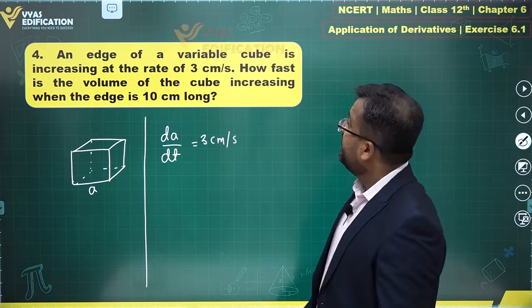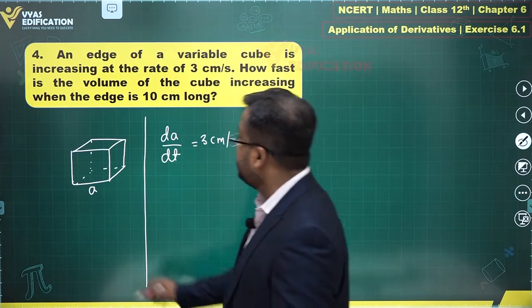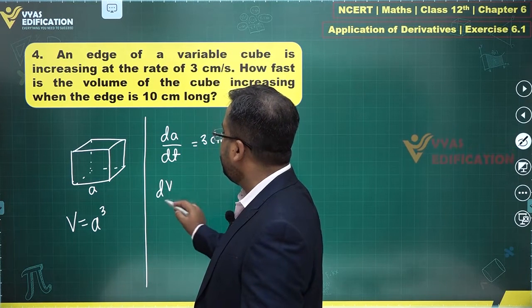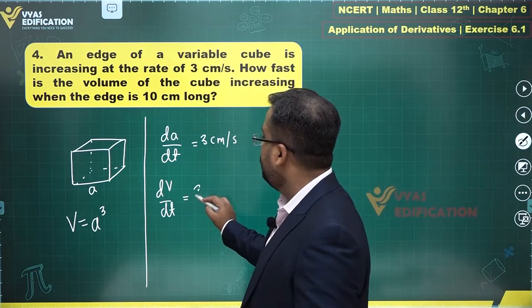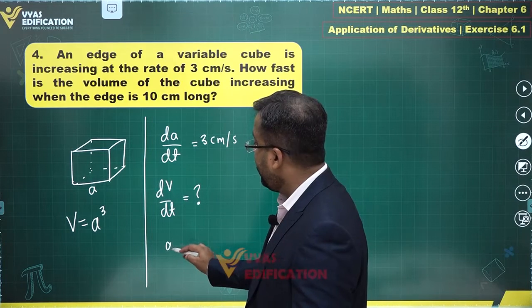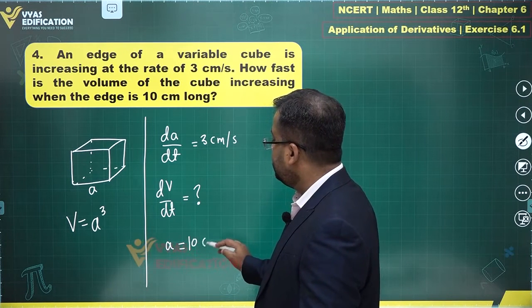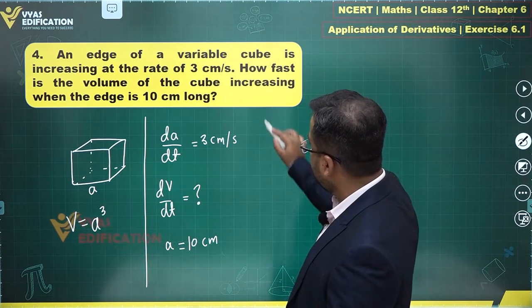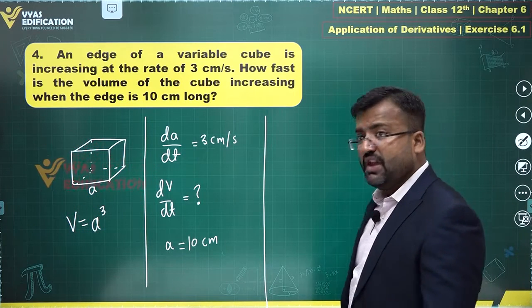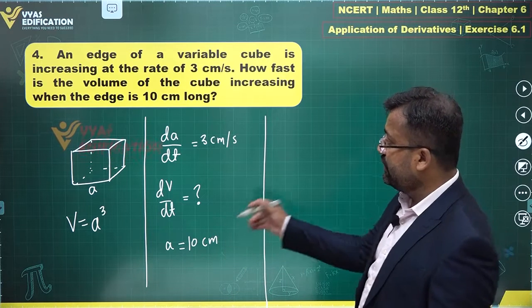Next, how fast is the volume of the cube increasing? Volume of the cube is simply A power 3, and you're asked dV by dt is equal to question mark, when the edge is 10 centimeter long, when A equals 10 centimeter. Now we have consistency in units, so we are not supposed to worry about the units too much. Let's focus on solving the question now.